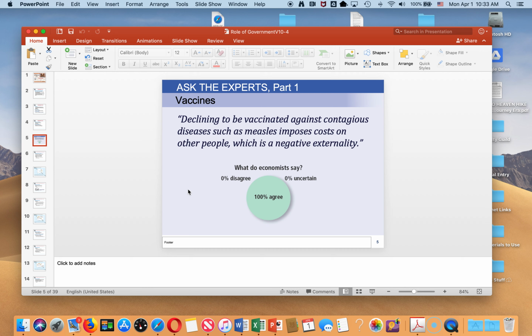Now, another example is a vaccine. In this case, it's a negative externality because if you decline to be vaccinated, that is going to impose a cost on another person. Otherwise, you might get measles, for example. And this is entirely due to folks who are not getting a measles vaccine. So we all agree that declining to get a vaccination is a negative externality.